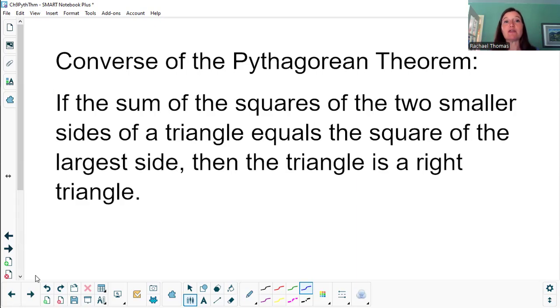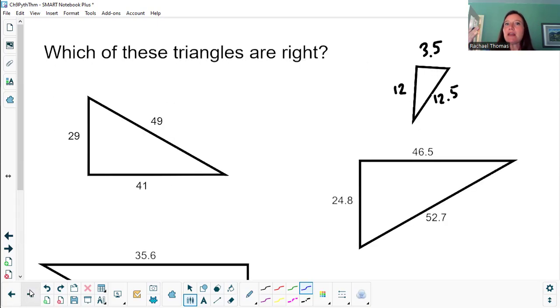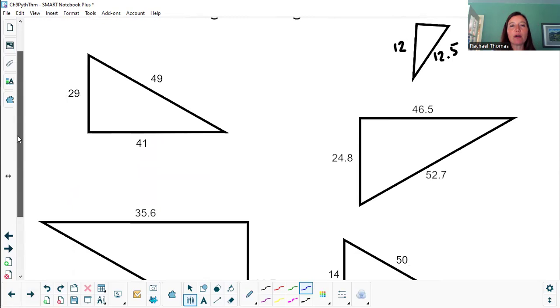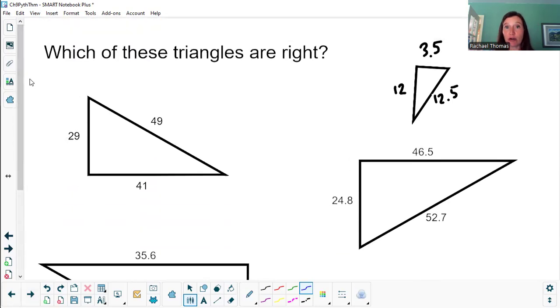If the sum of the squares of the two smaller sides equals the square of the largest side, then the triangle's a right triangle. And notice how I said largest side here and not hypotenuse, because we're not sure yet if it's going to be a right triangle. Here's how I would use that fact, this converse of the Pythagorean theorem. Let's say I've got a whole bunch of triangles here, and the question is, which of these are right? They all look like they're right triangles.